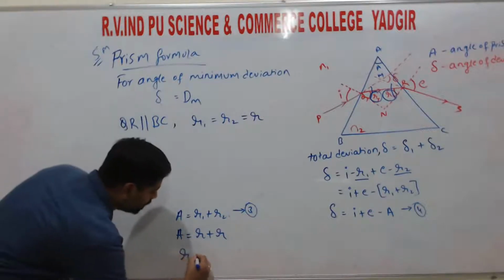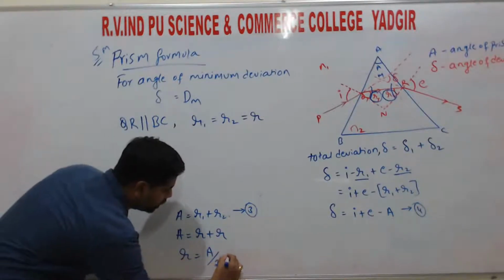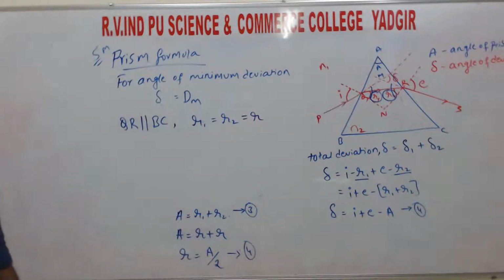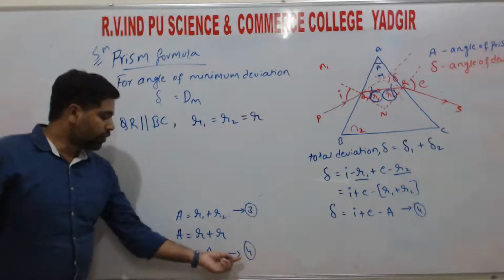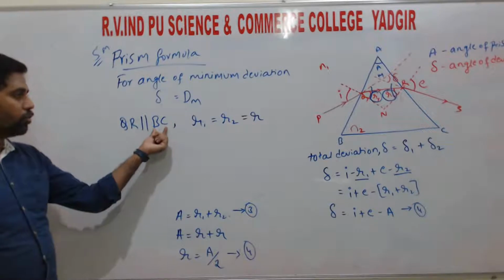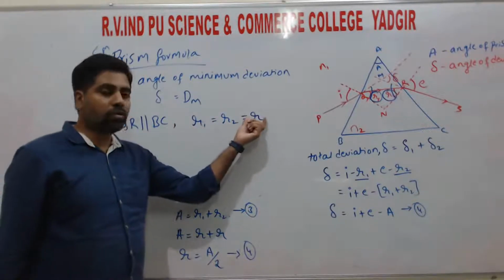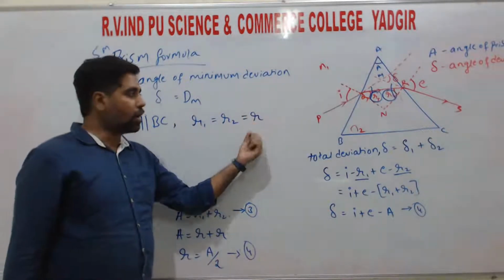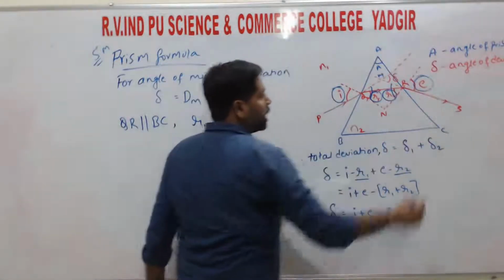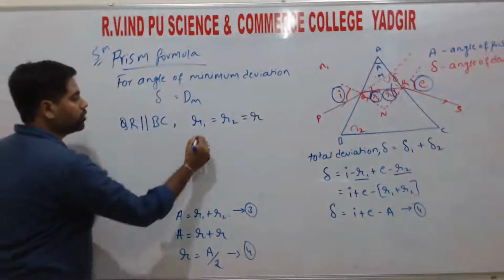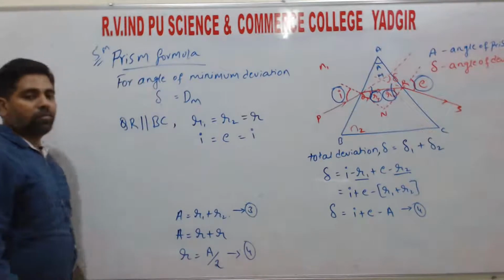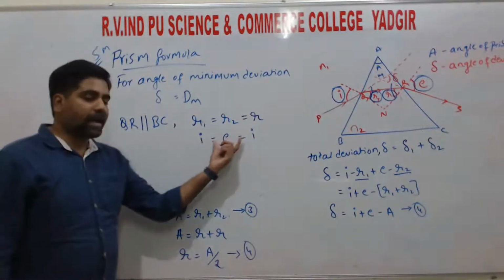So we write r is equal to A divided by 2. This is from equation 4. We write r is equal to A by 2 as equation 4. So when QR is parallel to BC, r1 is equal to r2, then that value will be taken as r. Similarly, the angle of incidence i is equal to the angle of emergence e, so that one is taken as one angle, either i or e.